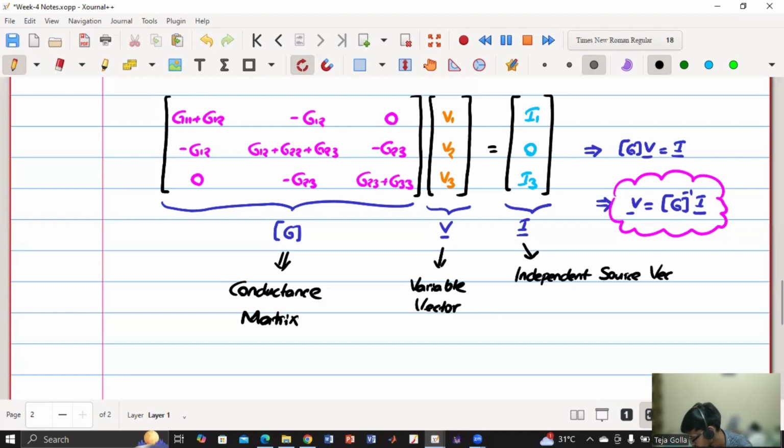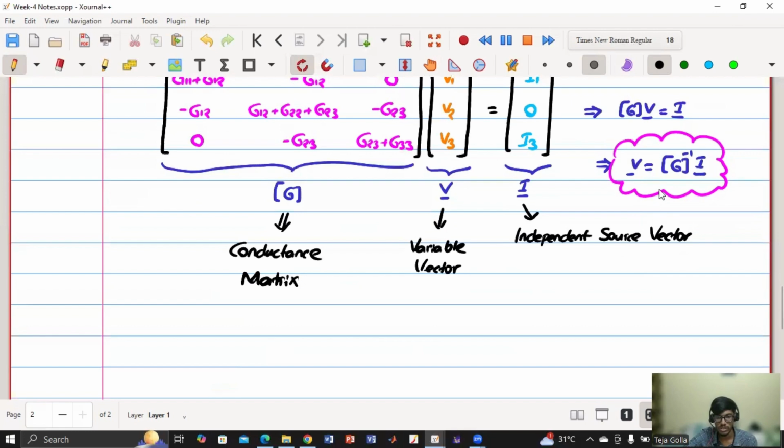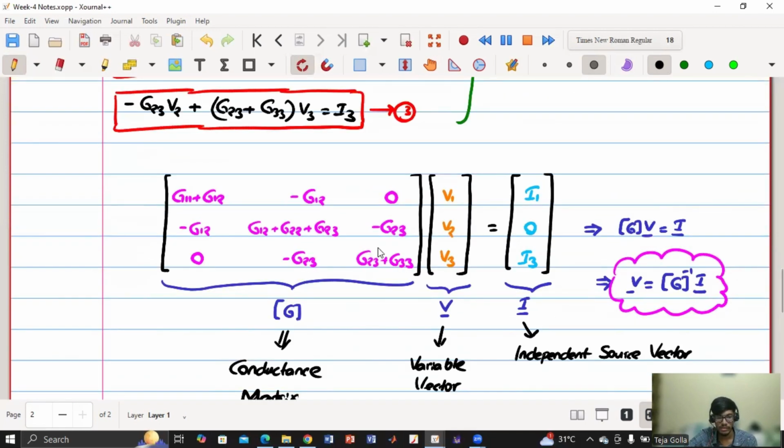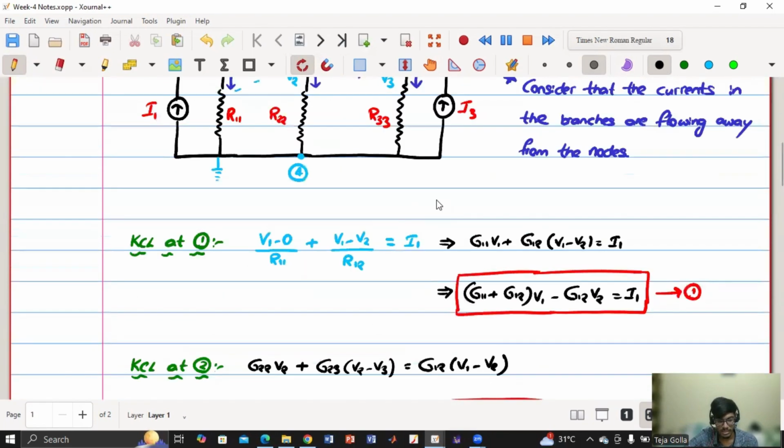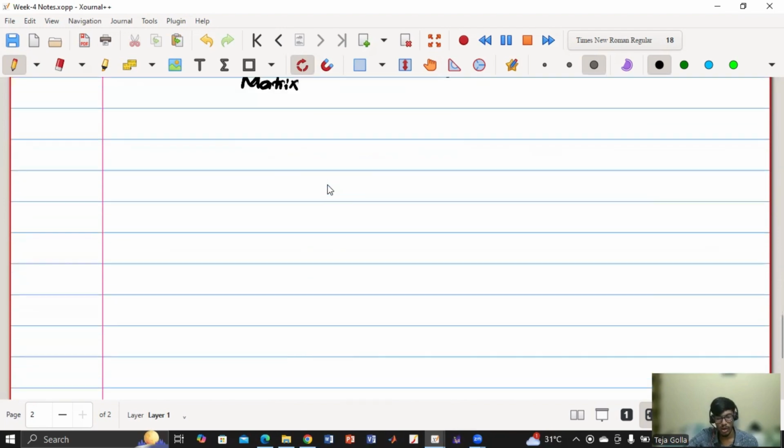So now the aim is for any given circuit, I have to write it in this format, which is matrix G into V vector is equal to I vector. So that V vector I can directly write by doing the inverse of this G matrix multiplied by the independent source vector. So this is the solution. For this, I have to find the G matrix as well as the I vector for any circuit. So here we have written the KCL and we got this matrix. But is it always mandatory to write the equations to get the matrix, or is there any shortcut to do the same? So until this point, is this clear, or do you have any doubts?